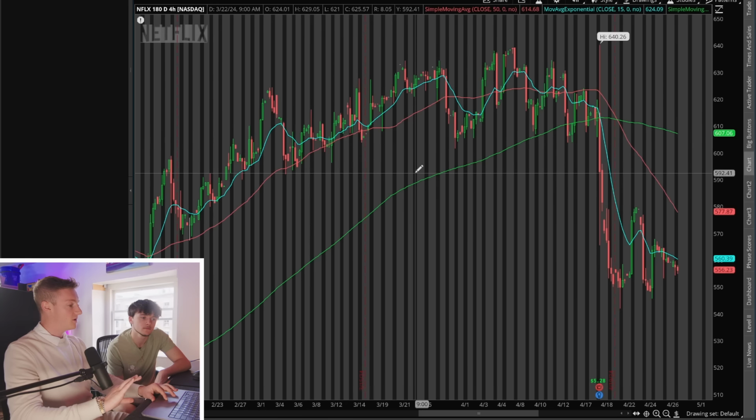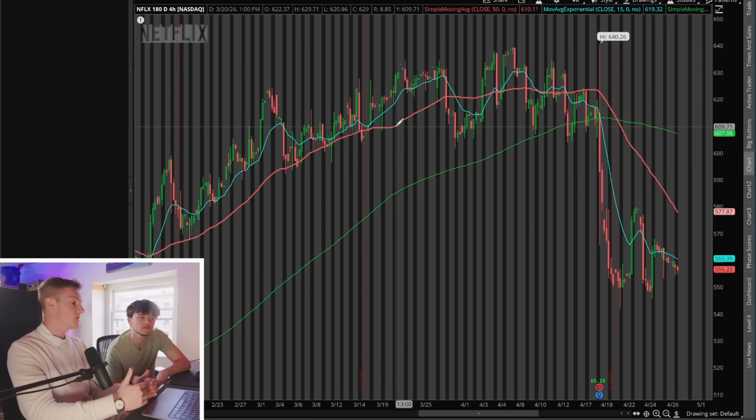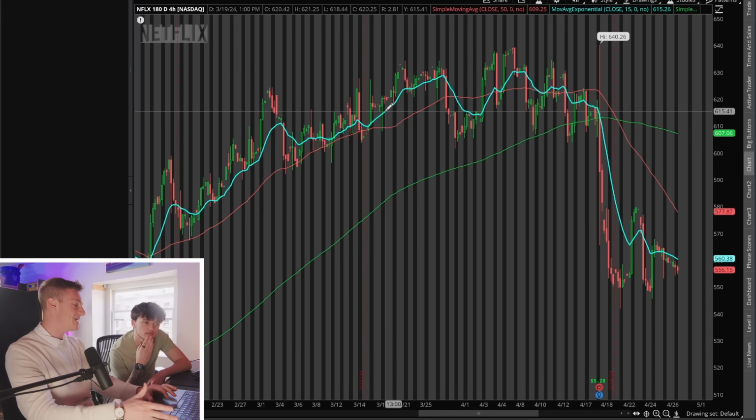Now, followed by the 180 day, we've got the 50 day. This is going to be a little weaker, right? Either support or resistance level based off of where candles are trading compared to the 180 day. And then next, we've got the 15-day EMA, which is going to be really the weakest.